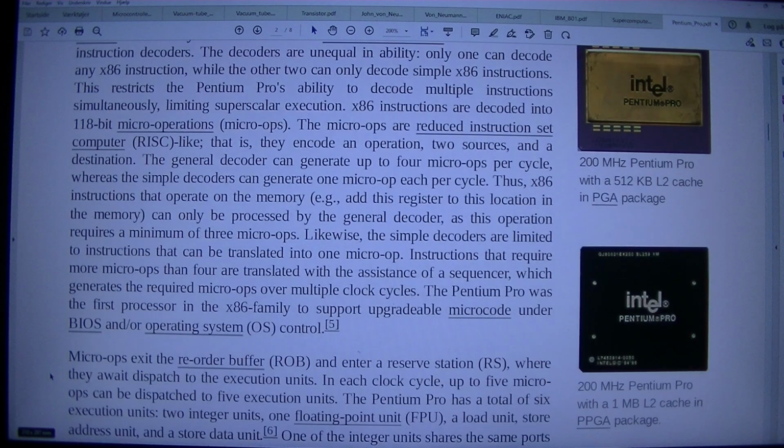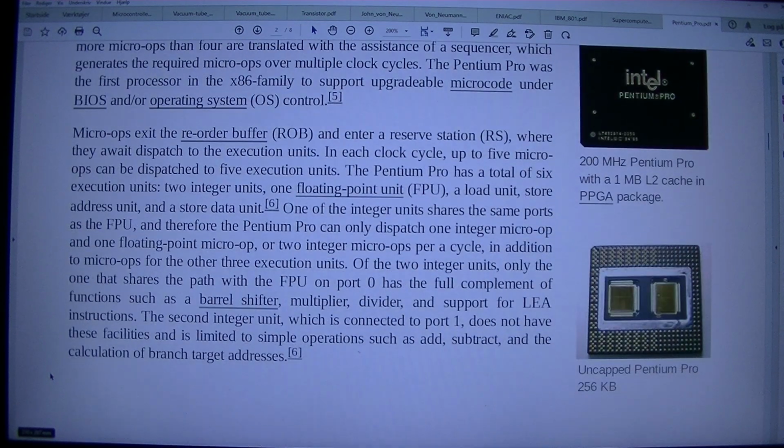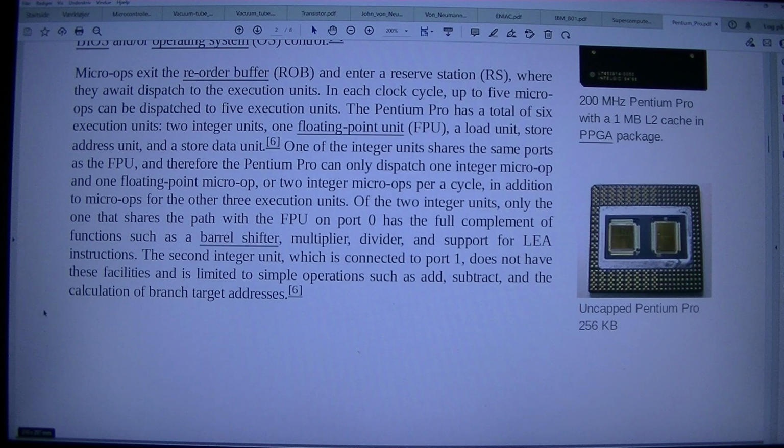5. Micro-ops exit the reorder buffer, ROB, and enter a reservation station, RS, where they await dispatch to the execution units. In each clock cycle, up to 5 micro-ops can be dispatched to 5 execution units. The Pentium Pro has a total of 6 execution units: 2 integer units, 1 floating point unit, FPU, a load unit, a store address unit, and a store data unit.